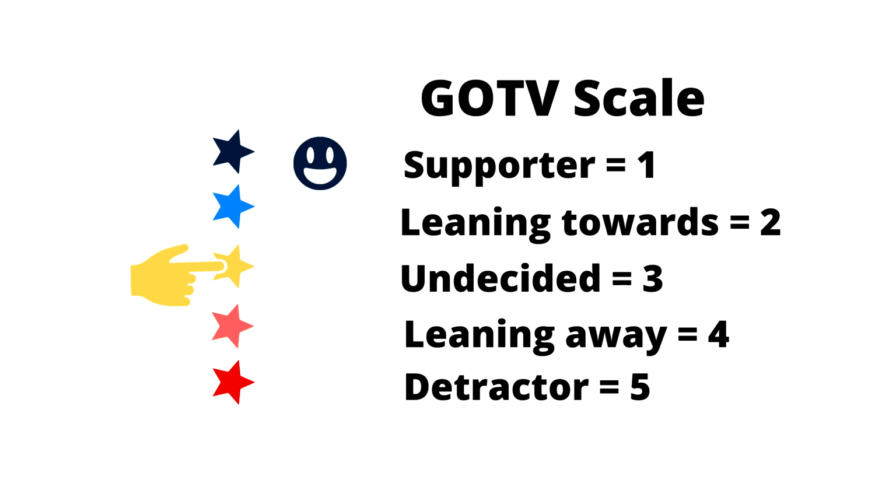We have supporting, which are the people that are labeled 1s in the database. These are supporters of your candidate. Then we have the people who lean towards your candidate. We have the general population, which are the people who are undecided. And then we have the people that are leaning away, the 4s. And then, of course, we have the people that are opposed to your candidate. So everyone who is registered to vote is rated from 1 to 5 on a GOTV scale. And this information is fed into a database, which I'll talk about next.